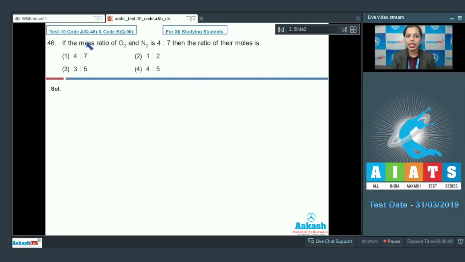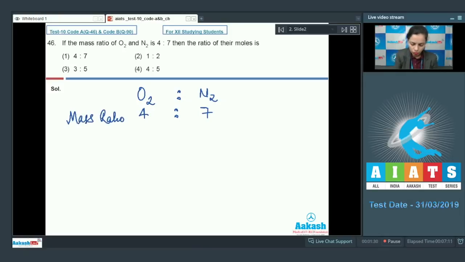Question number 46. If the mass ratio of O2 and N2 is 4:7, then the ratio of their moles is. In this case, we need to just understand that we have the two gases, O2 and N2. The ratio is given, that is 4:7. This is the mass ratio. And what we need to find out? We need to find out the mole ratio, or simply the ratio of their moles.